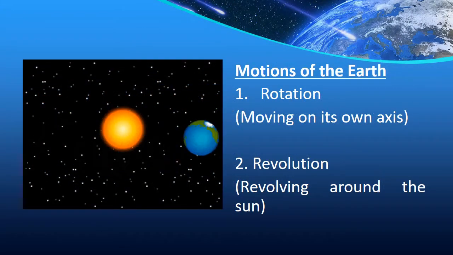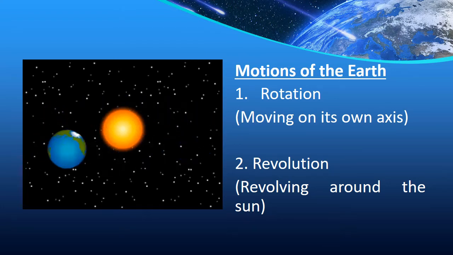As you can see in the diagram, the two basic motions of the earth, the main motions of the earth, are rotation, where it is moving on its own axis, and revolution, where the earth is revolving around the sun on its fixed path, on its fixed orbit. So, rotation is moving on its own axis and revolution is revolving around the sun.